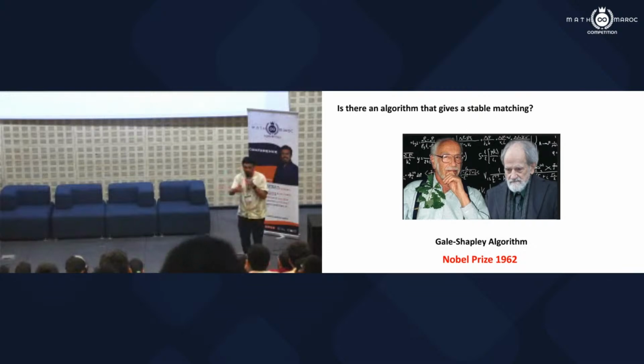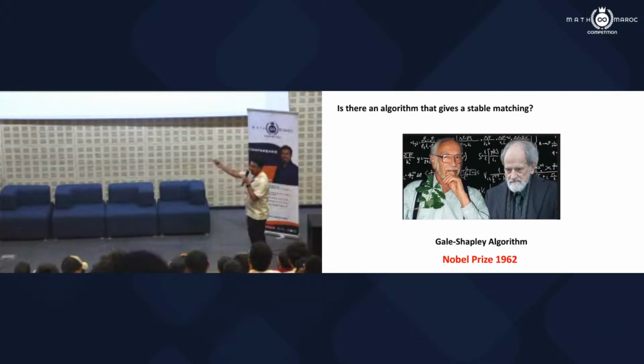So you proceed in rounds. In each round, you start with men. You can start with men or women, you can start with any side. Let's say, for simplicity, you start with men. The man proposes to his highest ranked woman who has not rejected him yet.